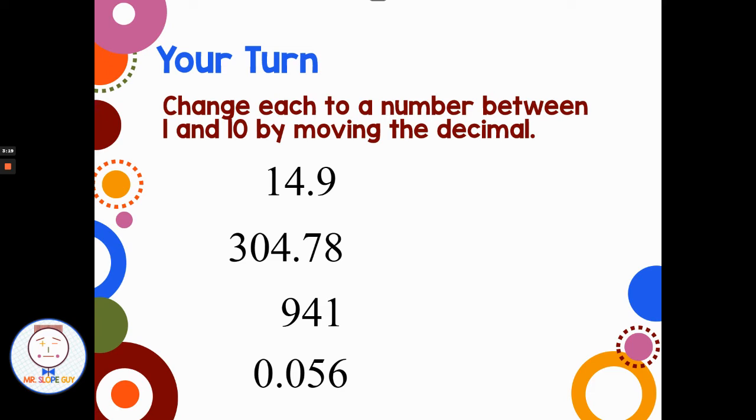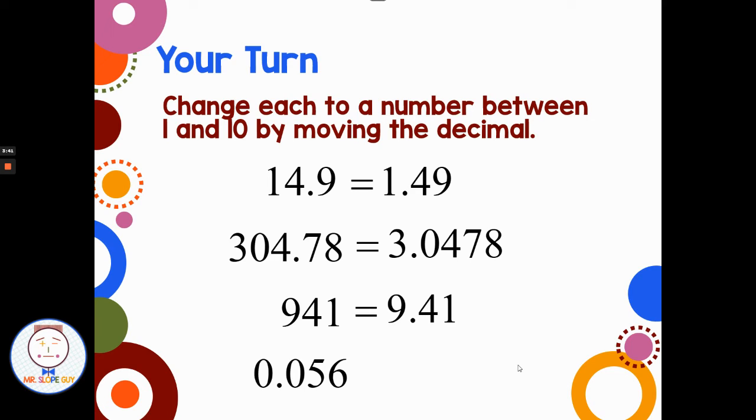All right, welcome back. If we move the first one to make it a number between 1 and 10, we put the decimal between the 1 and 4. And the second number, to make it a number between 1 and 10, we would put the decimal right here after the 3. And 941, to make it a number between 1 and 10, we would put the decimal between the 9 and the 4. And our last one, 0.056, I want to get the decimal right here between the 5 and the 6 to make that a number between 1 and 10.